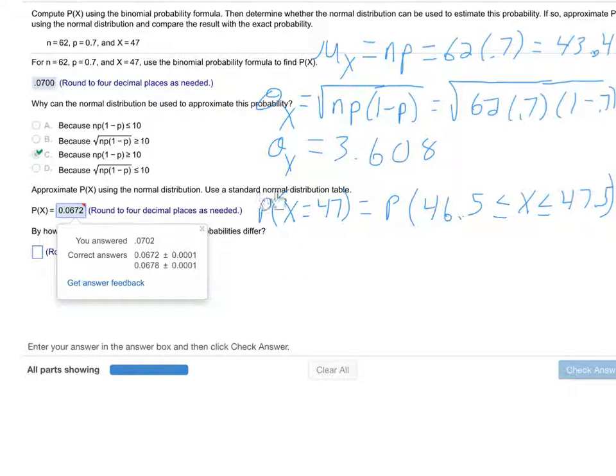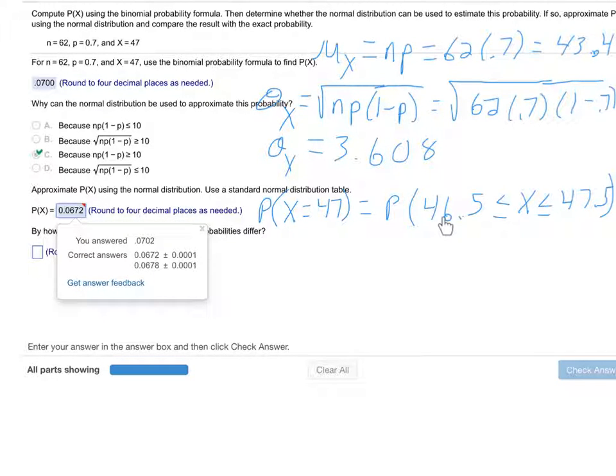So now we want to find P of X equal to 47. If we want to use the standard normal distribution, then we have to go 0.5 on either side of 47. So we need to find P of 46.5 is less than or equal to X, and X is less than or equal to 47.5. And so we need to find a z-score for each of these. Then we'll go to the table and look up those z-scores.